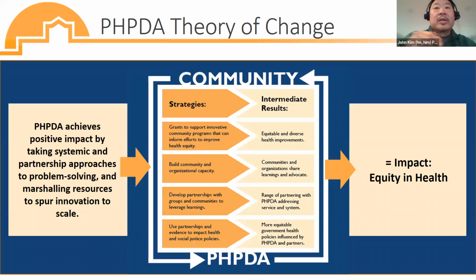But the whole idea of getting the impact in equity and health, it does flow back to the original proposition, which is that we won't be able to do any of this without a partnership approach with the community. And that's reflected in the initial goal or the precondition, and then is reflected by the circular arrows around community and PHPDA.